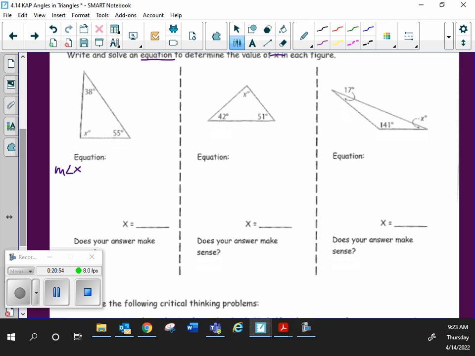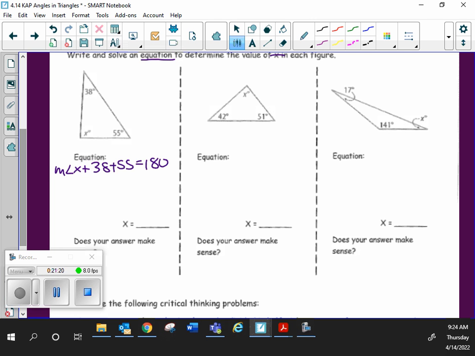Angle x plus 38 plus 5 equals 180. Go ahead and copy that down. I'm not going to be too picky about you writing the measured angle x. If you just wrote the letter x, I would totally be okay with that. Just know that as we move up in math, they will start having you write it in that way. I love that we're already catching on to it.